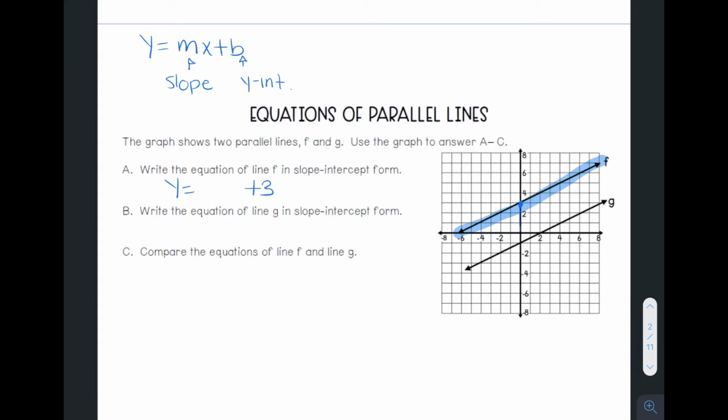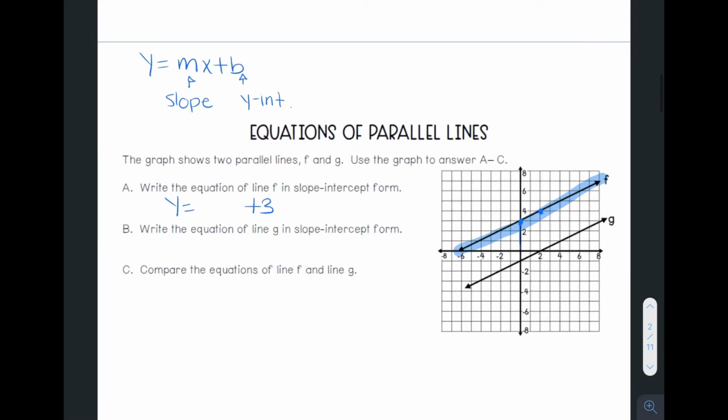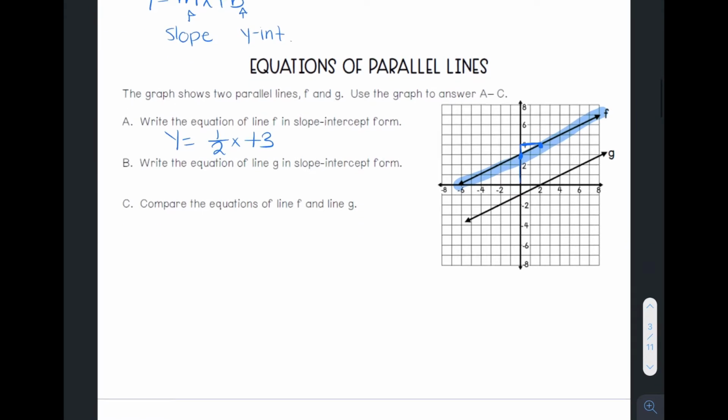And then to find the slope, you can either select 2 points and use the formula for slope, but I'm able to see that it is 1 over 2x, because 1, 2. But if you need the formula, you use 2 points.